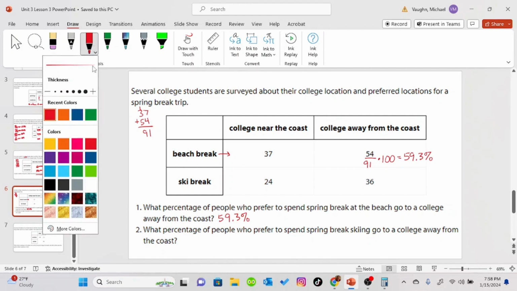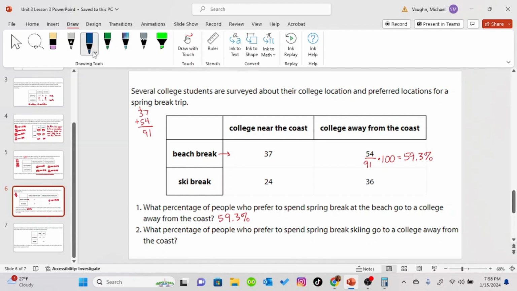And number two, what percentage of people who prefer to spend spring break skiing? So again, we're looking at a row relative frequency. So we need to add 24 plus 36. 4 plus 6 is 10. Carry the 1. 1 plus 2 is 3. 3 plus 3 is 6.